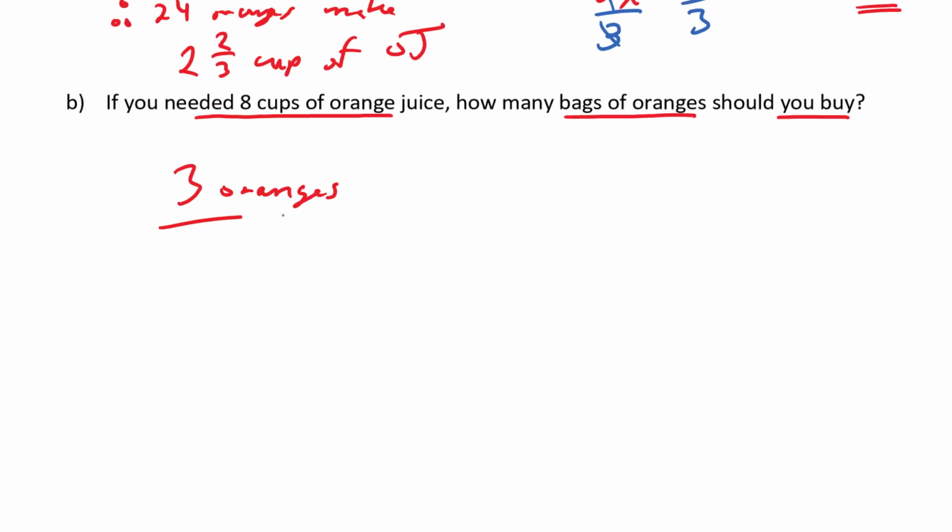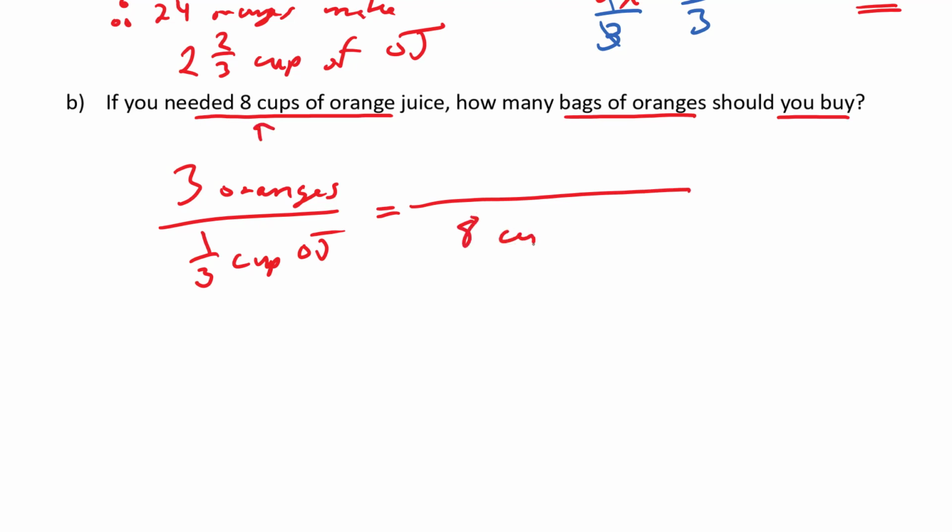3 oranges makes 1/3 of a cup of orange juice. Over on this side now, I need 8 cups of orange juice. How many oranges do I need? We'll say that's X oranges. Let's cross multiply here. We get 1/3 X is equal to 3 times 8, which is 24.